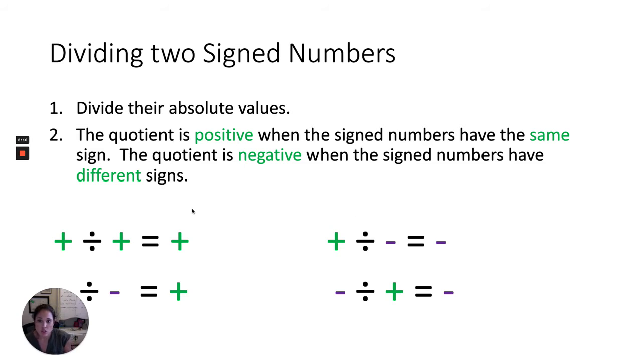So dividing two signed numbers, it's the same rules as multiplication. You divide their absolute values. Remember, absolute value means the distance that integer is from 0. The quotient is positive when the signed numbers have the same sign, and the quotient is negative when the signed numbers have different signs.